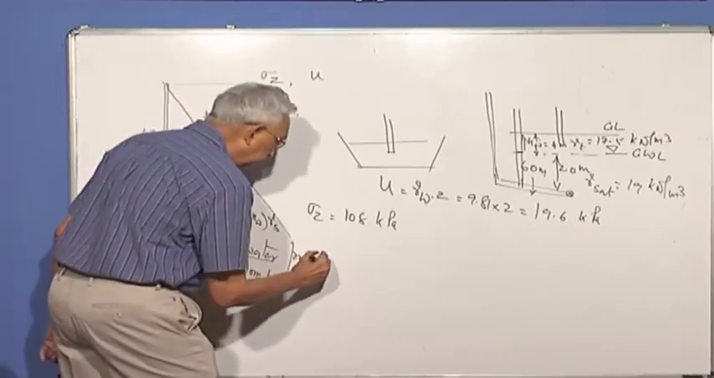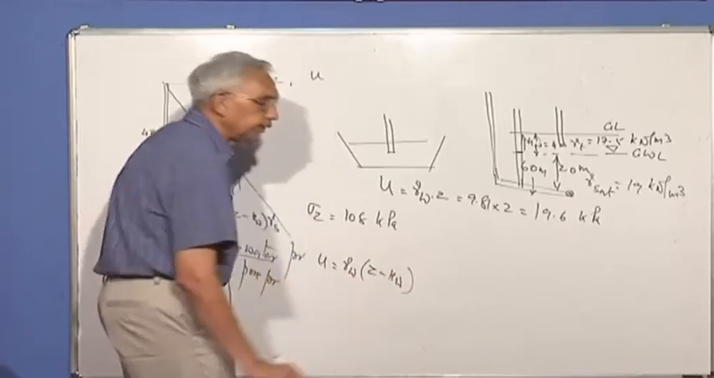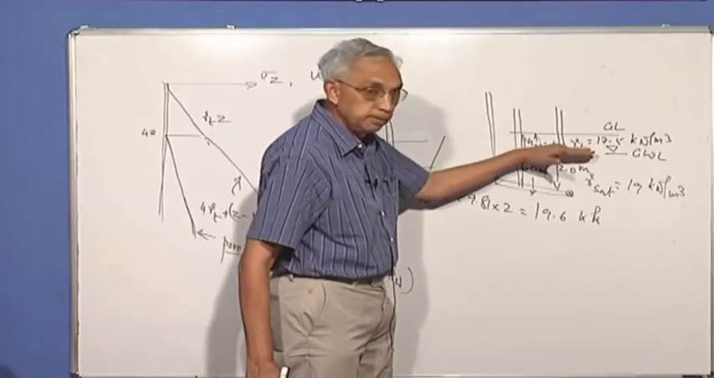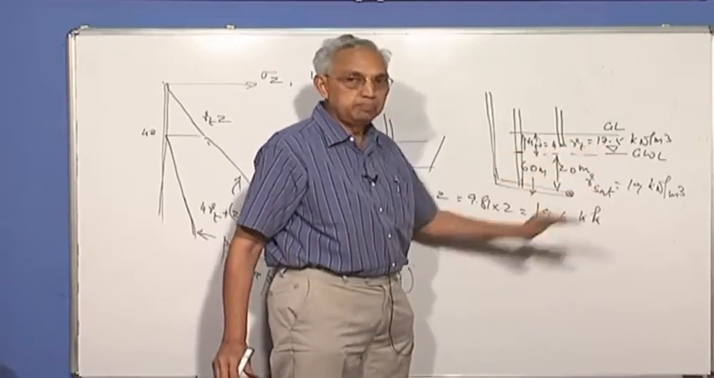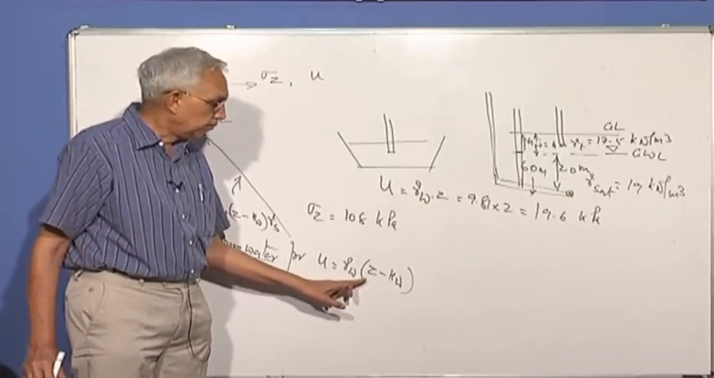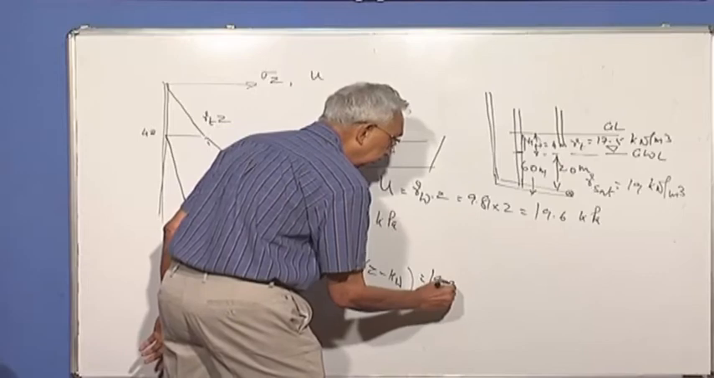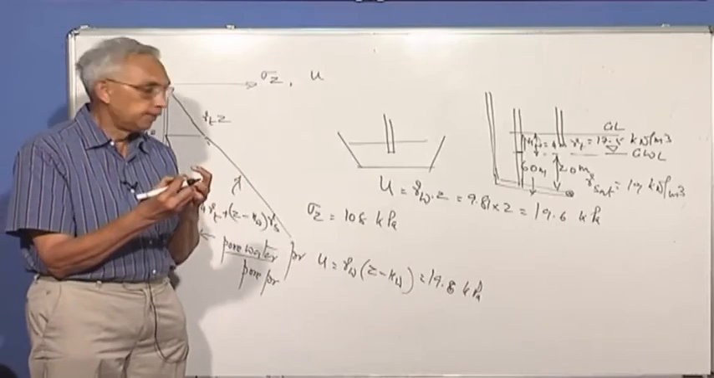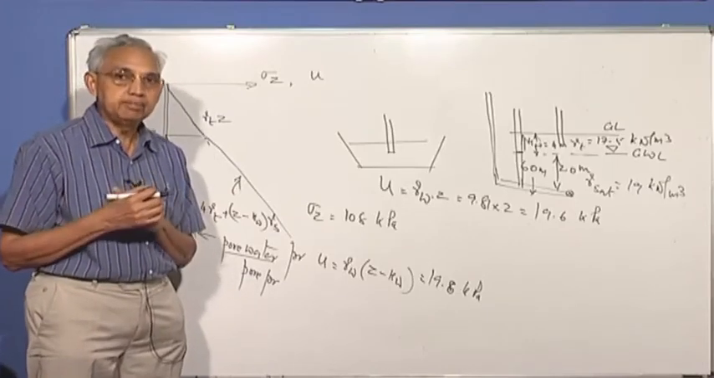This is equal to U is gamma W into Z minus the depth to the groundwater level. Please remember, the groundwater level is at a depth of 4 meters, HW. So the water pressure will only increase from the top of the groundwater level and below. So the pore pressure is equal to gamma W into Z minus HW, which is equal to 19.6 kPa. So out of the total of 108 kilopascals, 19.6 or 20 kPa is taken by the water.